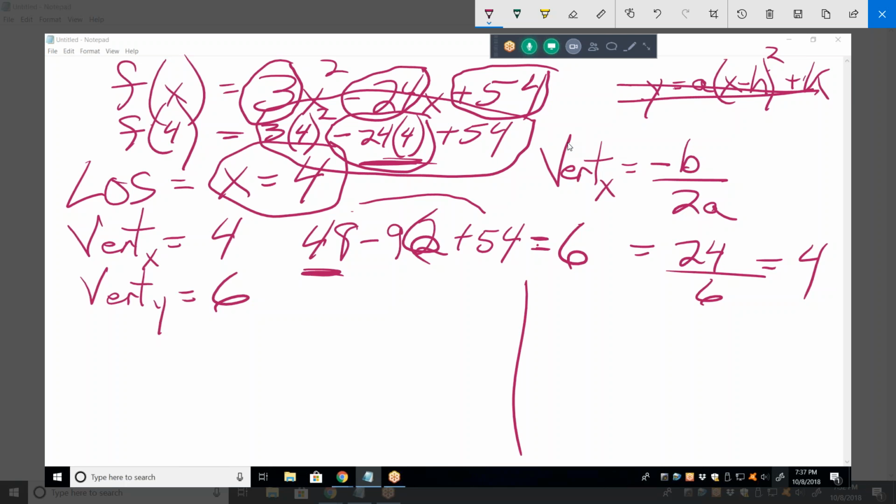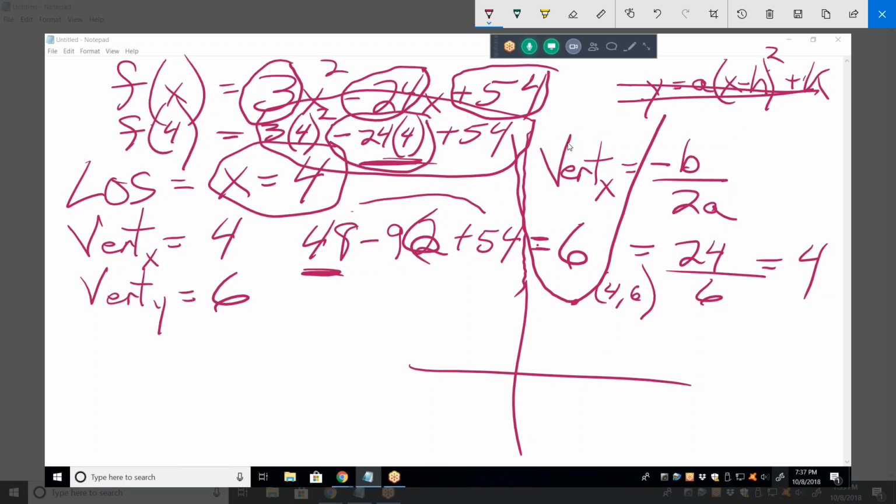Okay? Yeah. So let's draw a rough picture of it. Where's my vertex? So your vertex is at 4 and 6. I'm going to label that 4, 6. Does this open up or down? It opens up. So there's my parabola. The dotted line that splits that is my line of symmetry. That's x equals 4.